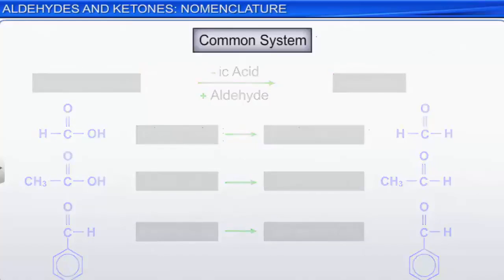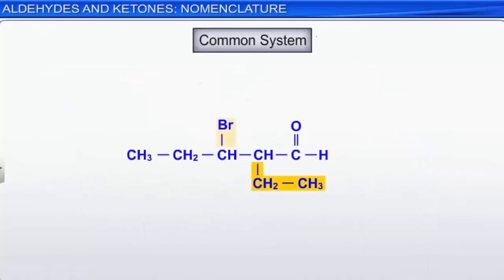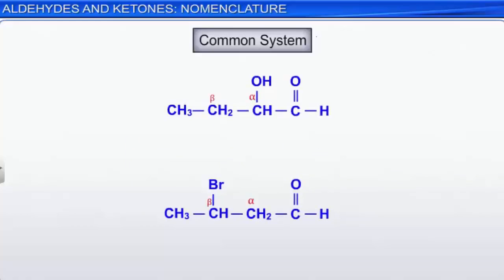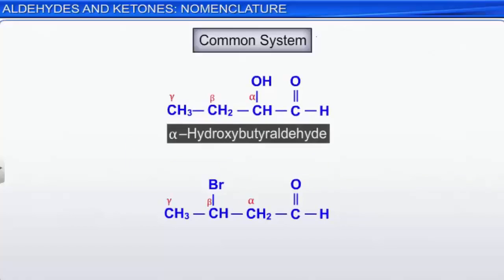The positions of the side chains or substituents in the carbon chain of aldehydes are indicated by the Greek letters alpha, beta, gamma, and delta. The carbon that is directly linked to the aldehyde group is the alpha carbon. The next carbon is the beta carbon, and so on. For example, the given compounds can be named alpha-hydroxybutyl aldehyde and beta-bromobutyl aldehyde respectively.